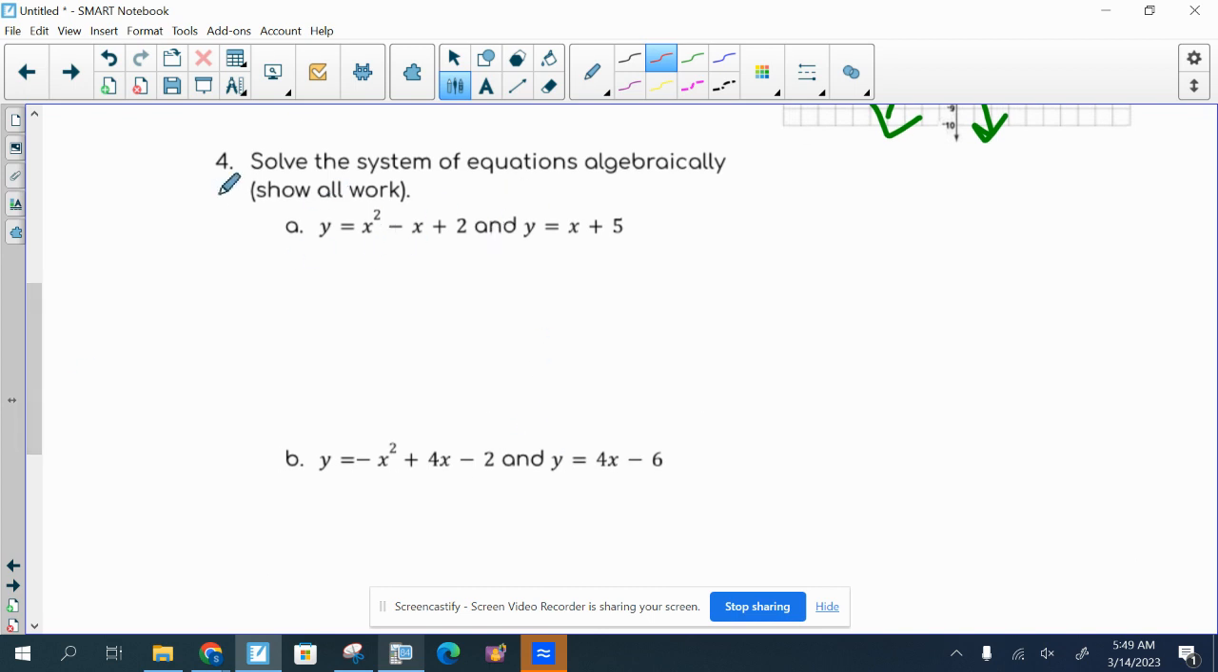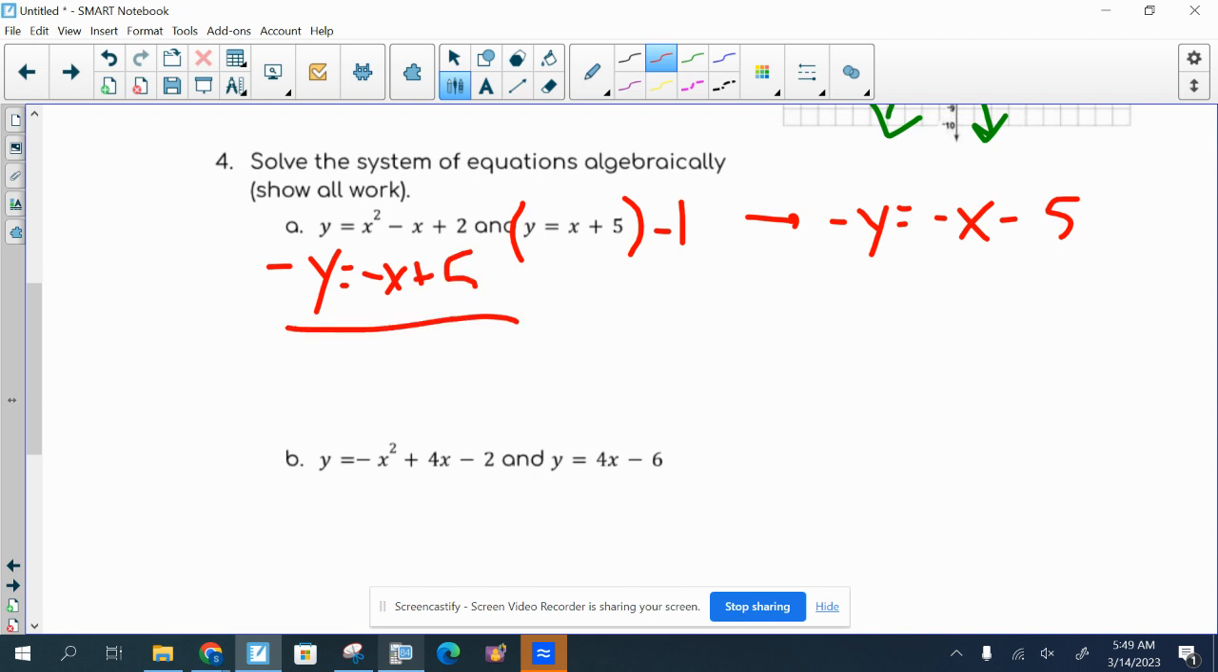So remember, for elimination, you're going to multiply the linear equation by negative 1. So this will give us negative y equals negative x minus 5. And I'm going to add the equations together. So the y's cancel, and then bring down x squared. Negative x and negative x would make minus 2x. And then 2 and 5 would make 7. Oh, sorry, this is supposed to be minus 5. I was going to say that wouldn't work if it was 7. So that would give us minus 3.